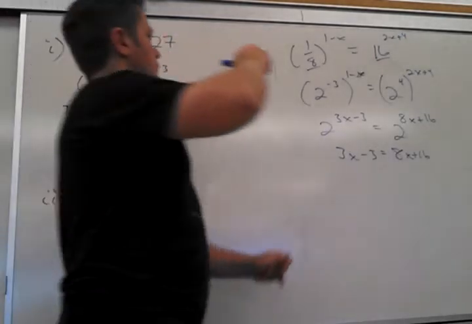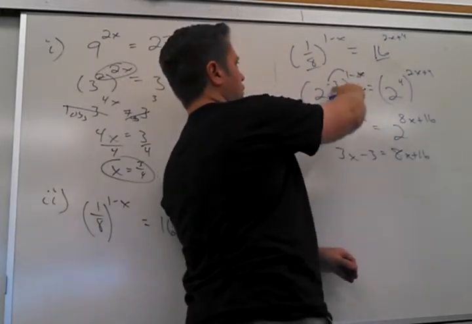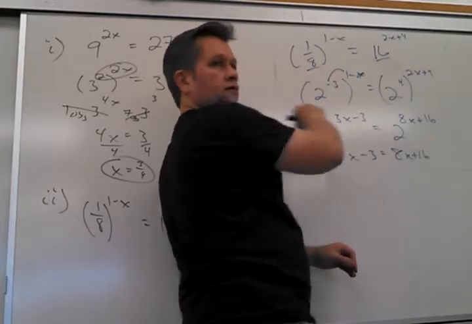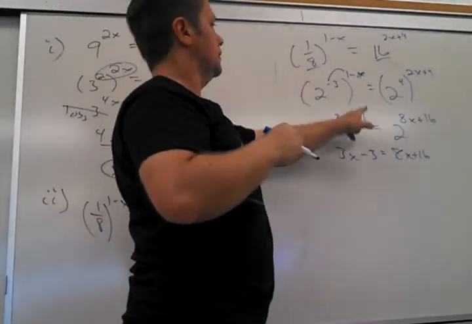Why? Because when you multiply negative 3 times 1, negative 3. And negative 3 times negative x? Positive 3x. Right? Negative 3 times 1 is negative 3.